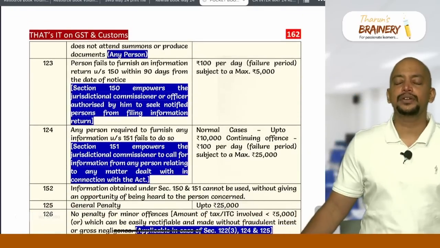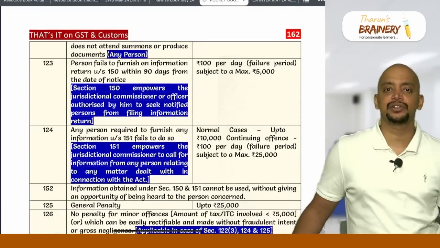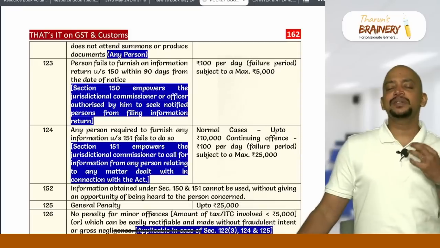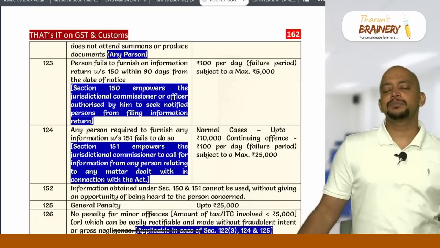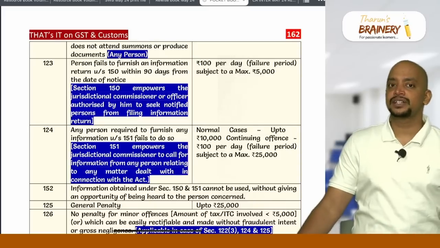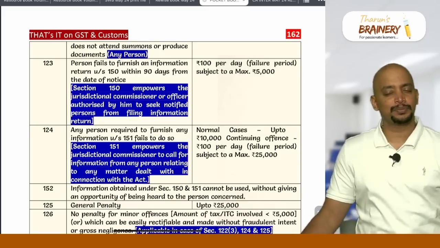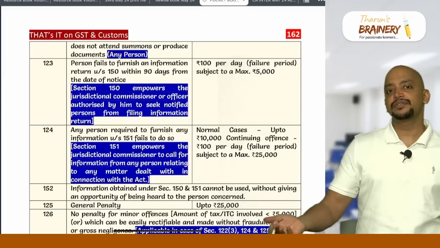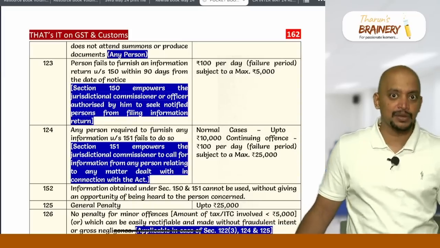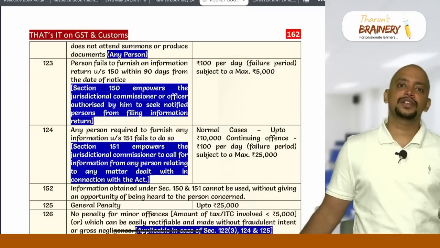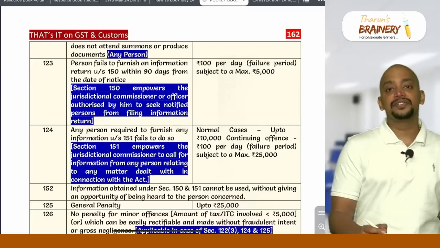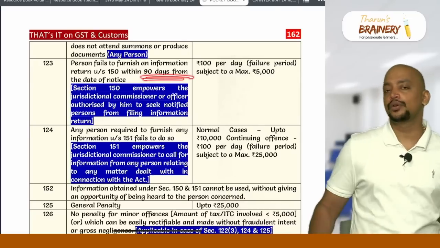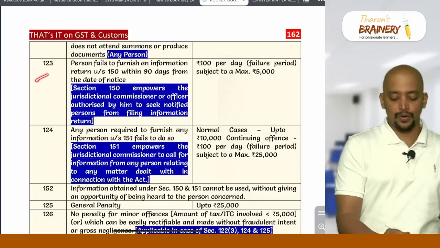Section 123 is a penalty on a person who is required to furnish the information return under section 150. As per section 150, whenever the department asks a person to furnish an information return about a particular person and he does not furnish it, a notice will be given to that person to furnish the information. Even after the notice, if he has not furnished the details within 90 days from the date of the notice, then the penalty will be levied under 123.